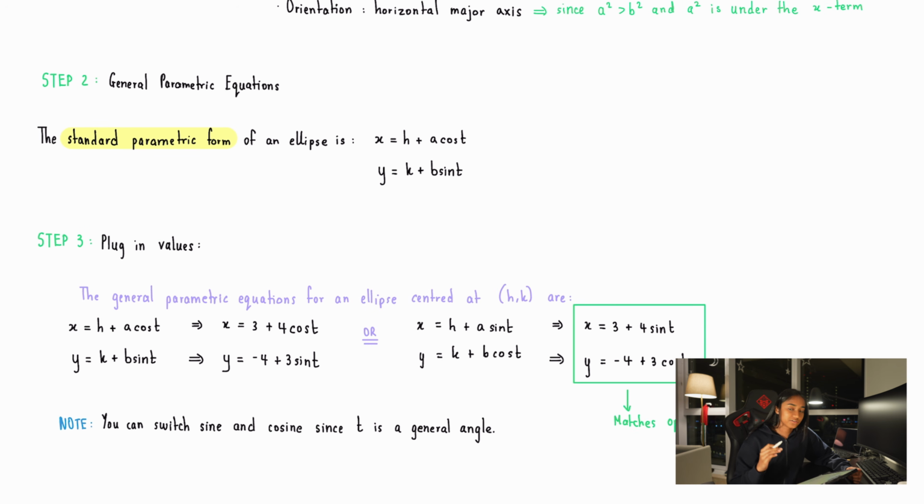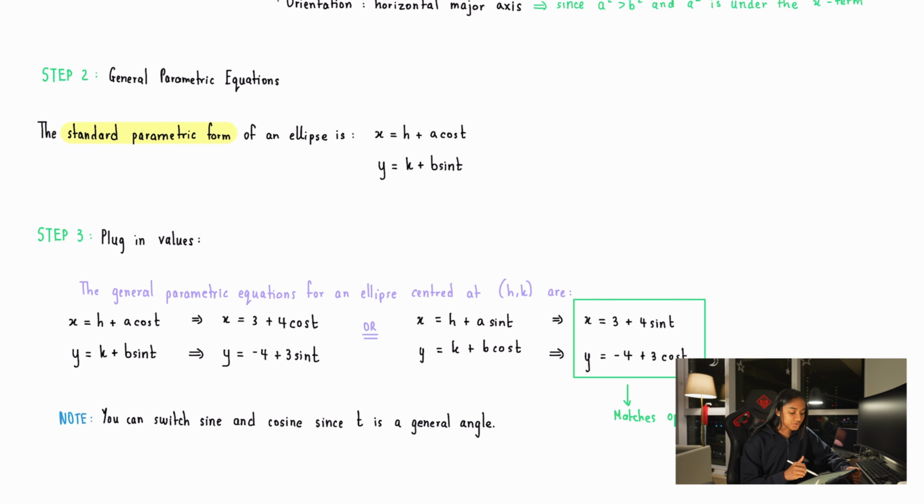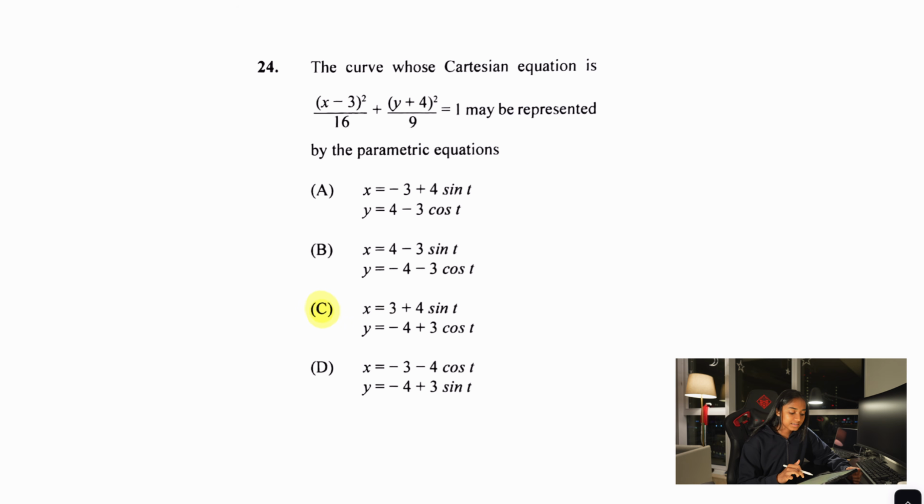So now we have the general parametric equations. The standard parametric form of an ellipse is x is equal to h plus a cos t, and y is equal to k plus b sin t, okay? So when we plug in the values, the general parametric equations for an ellipse centered at (h, k) are these, and we check which ones match the options. The reason we can switch sine and cosine is because t is a general angle. So we are basically substituting it into all of these and checking which options match. So in this case, these options match option C. So therefore, the answer for 24 is C.